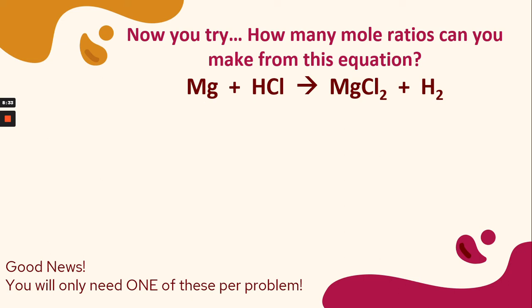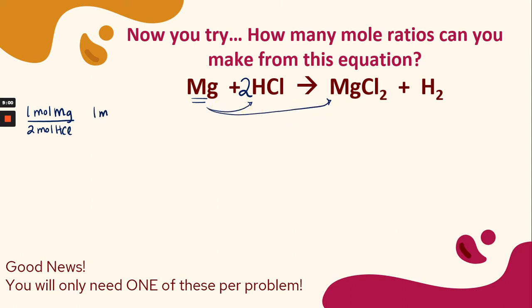So if you have already tried, now I'm going to walk you through it. So what I'm going to do is I'm going to take this magnesium. Let me balance my equation real quick there. I'm going to take this magnesium and I am going to compare it to everything else in the equation. So for every 1 mole of magnesium, it looks like I can make 2 HCl's. Okay, I can also compare magnesium to magnesium chloride.